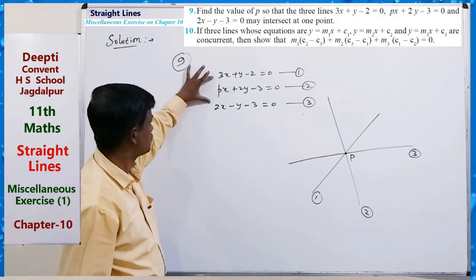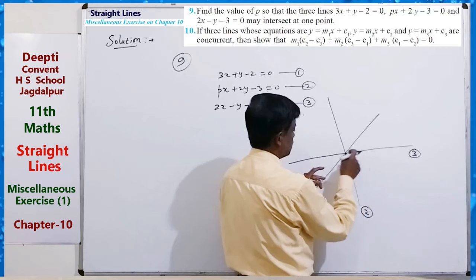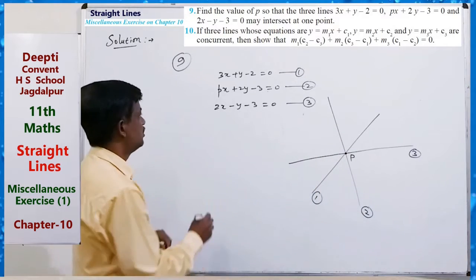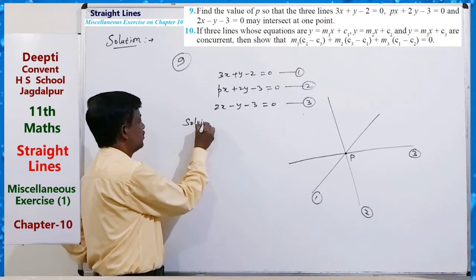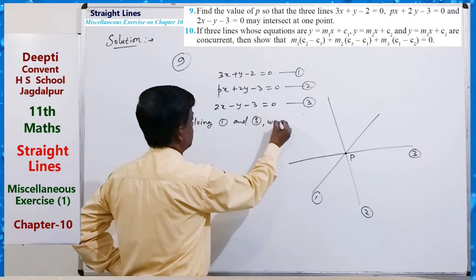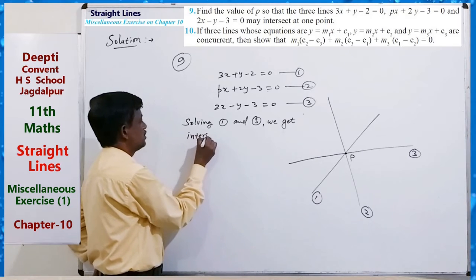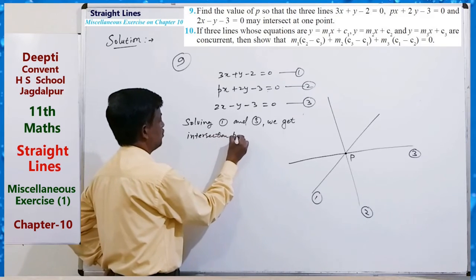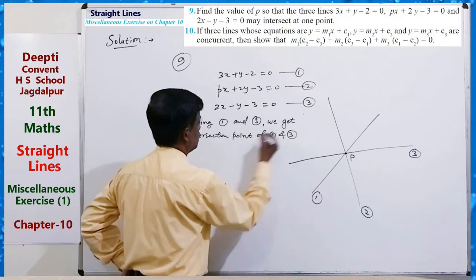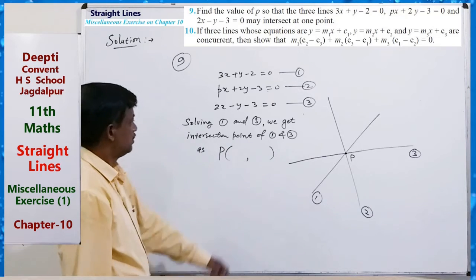So first of all, just solve 1 and 3. The intersection point of 1 and 3 will lie on the second. So solving 1 and 3, we get the intersection point of 1 and 3 as P. Just solve these two.